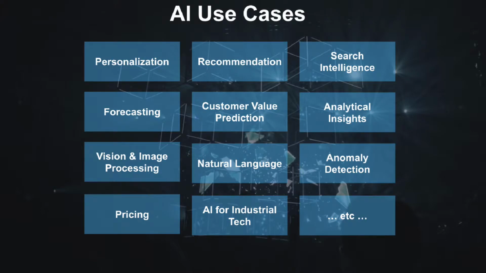There's personalization, recommendations, search intelligence, forecasting, churn and customer value prediction, AI for analytical insights, natural language, anomaly detection, pricing, AI for industrial tech. This is a huge one. This includes manufacturing, robotics, supply chain optimization. Now let me tell you this. That is what you are going to get on this YouTube channel. You're going to get use cases for AI across industries and verticals.